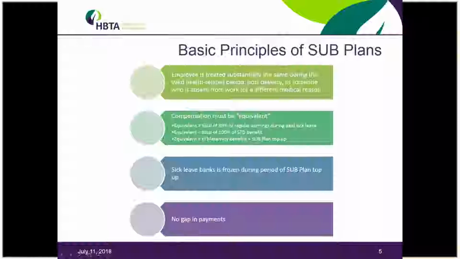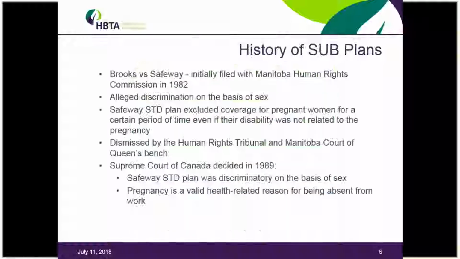The other basic principle of the subplan is that the sick leave bank is frozen during the period of subplan top-up. So employers are not allowed to reduce the sick bank while they are paying subplan top-up. And there can be no gap in benefits. So for example, you might have somebody who delivers midweek. EI benefits don't start until the following Sunday, for example. There's a 3 or 4 day gap in there. There's a couple of choices for employers. You either can pay that from the subplan, or you could actually fill in that gap with sick leave, for example, if it's available.